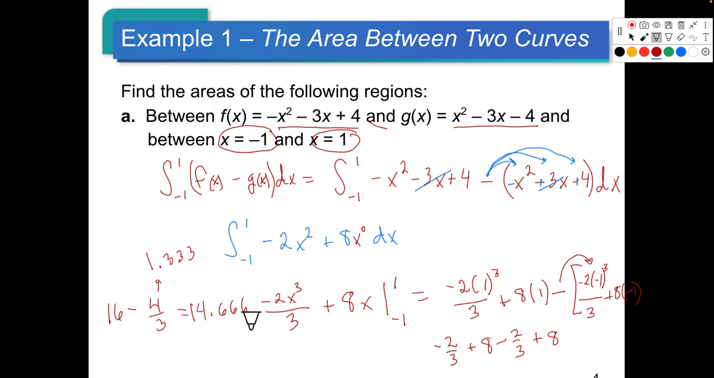So we can still do it, but we have to do it in pieces, unless somebody finds a program out there that will do all of this in one step. But does that make sense? That's all we're doing. In this one specifically, it helps to see why we have to subtract the second function, because it's below.